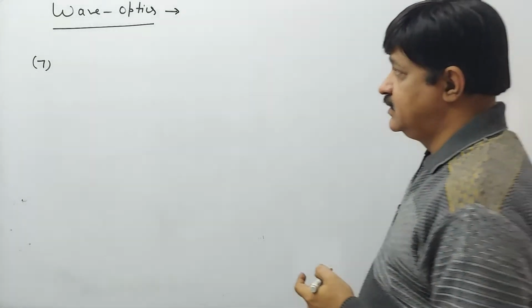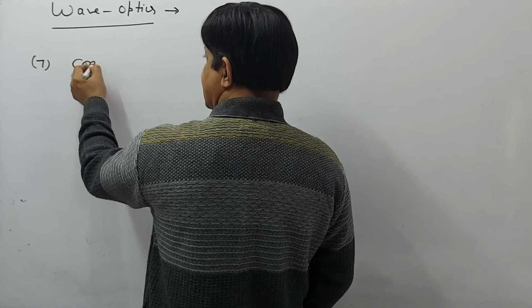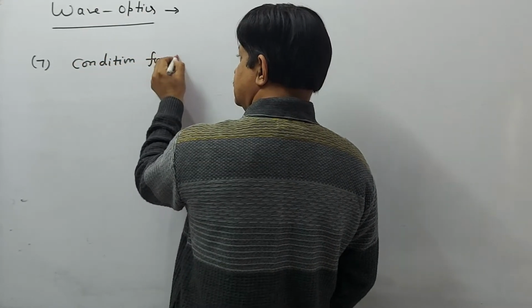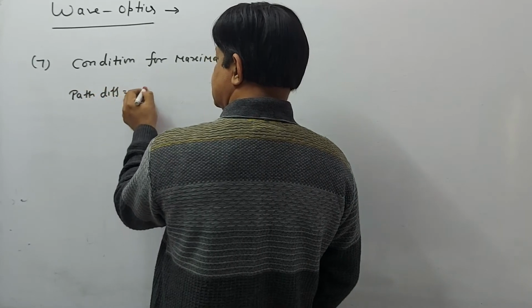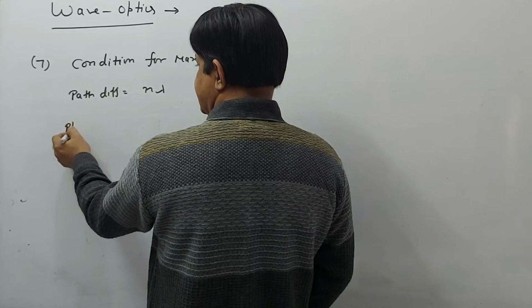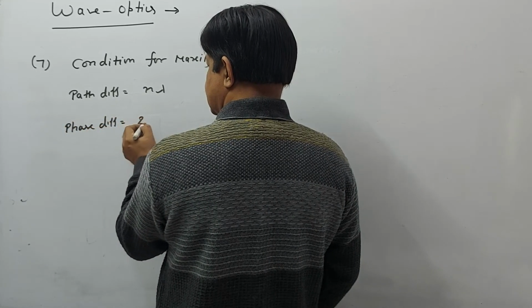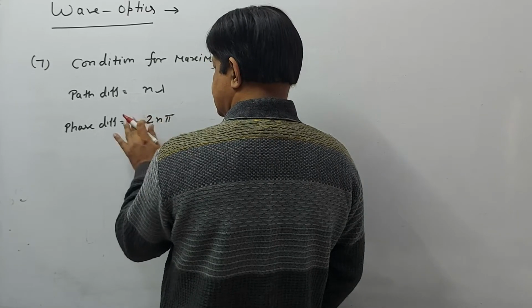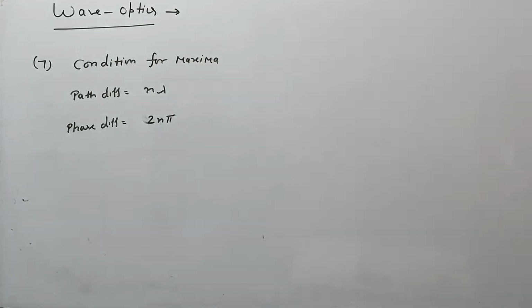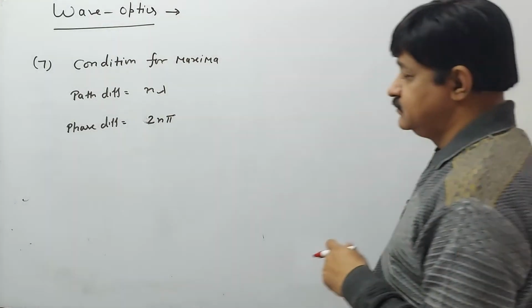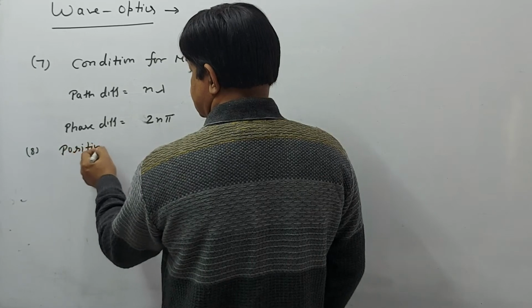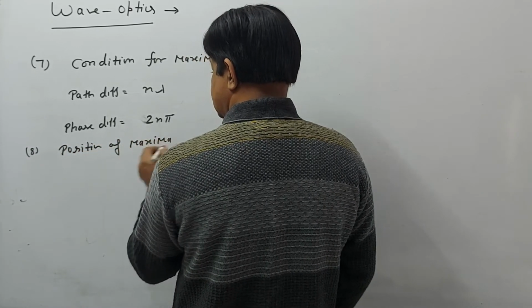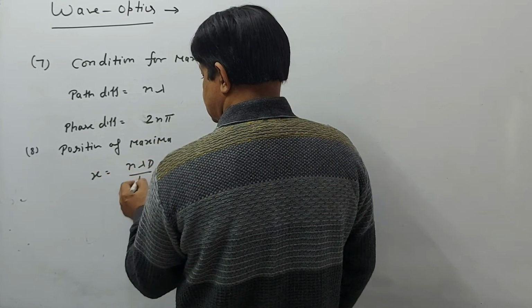Seventh problem is, we know condition for maxima: path difference is n lambda, and phase difference is 2 n pi. We also know position of maxima, which is n lambda D by d.